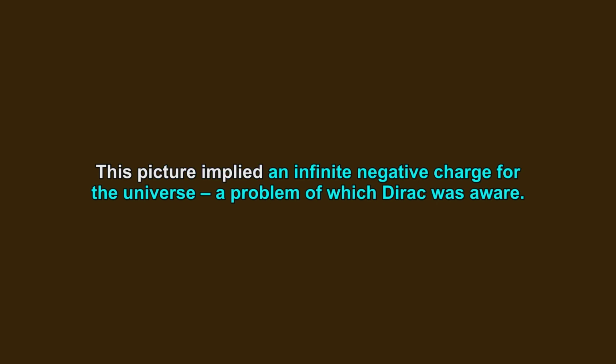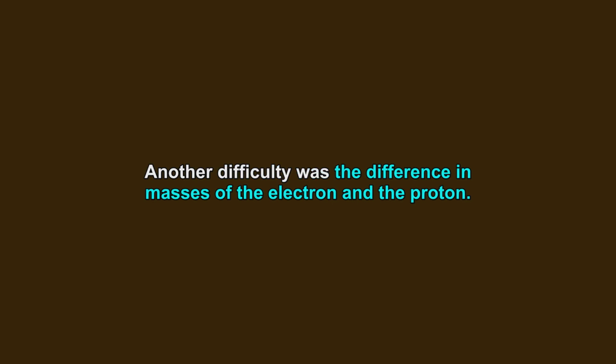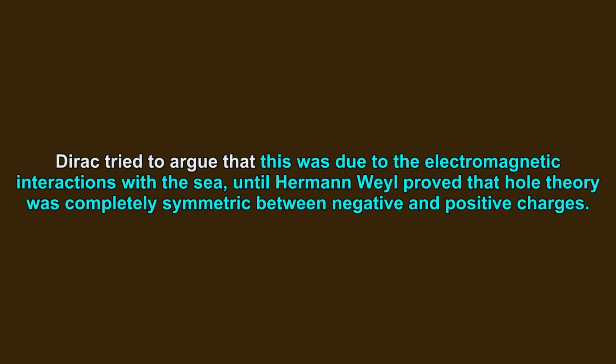This picture implied an infinite negative charge for the universe, a problem of which Dirac was aware. Dirac tried to argue that we would perceive this as the normal state of zero charge. Another difficulty was the difference in masses of the electron and the proton. Dirac tried to argue that this was due to the electromagnetic interactions with the sea, until Hermann Weyl proved that hole theory was completely symmetric between negative and positive charges.